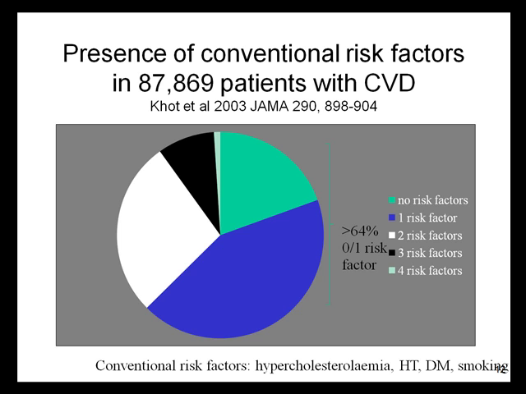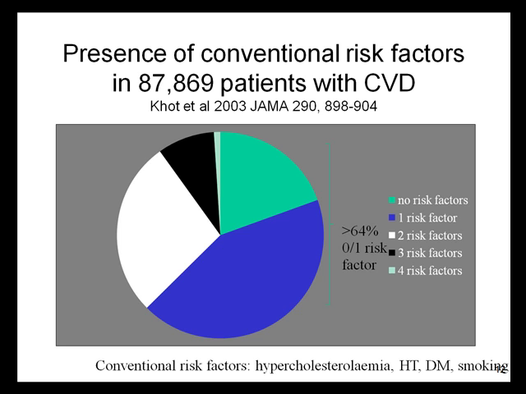Now, the conventional risk factors are hypercholesterolaemia, hypertension, diabetes mellitus, and smoking. So this suggests that from a public health perspective, you want to treat your patients who have any of the 4 basic risk factors, because if you get rid of all 4 basic risk factors, they will have a greatly reduced risk, because the vast majority of patients do seem to have one risk factor or more.